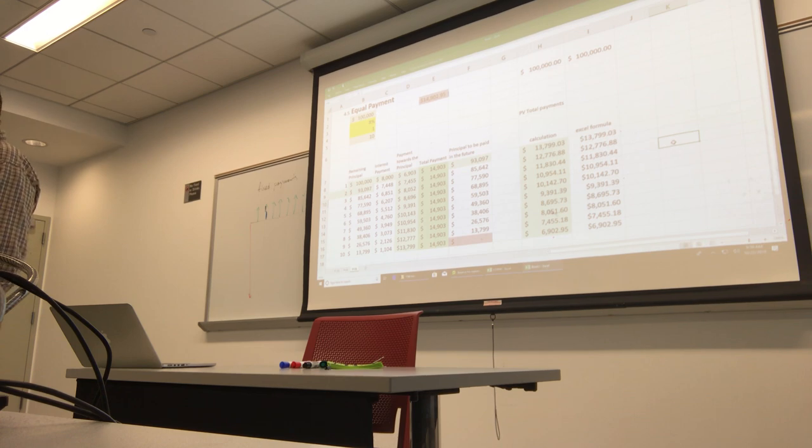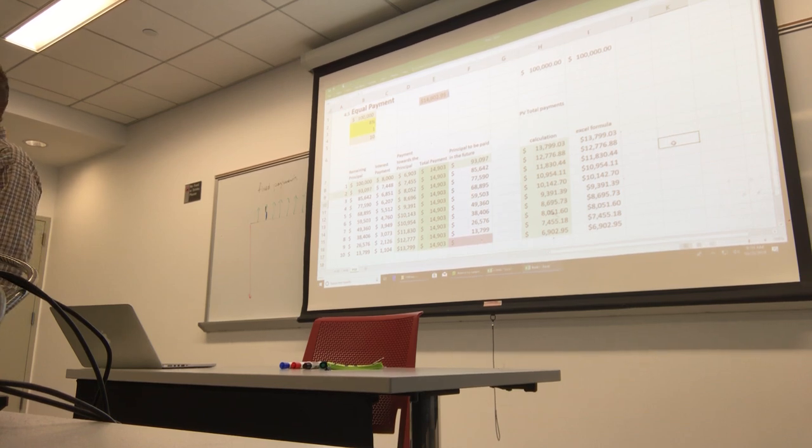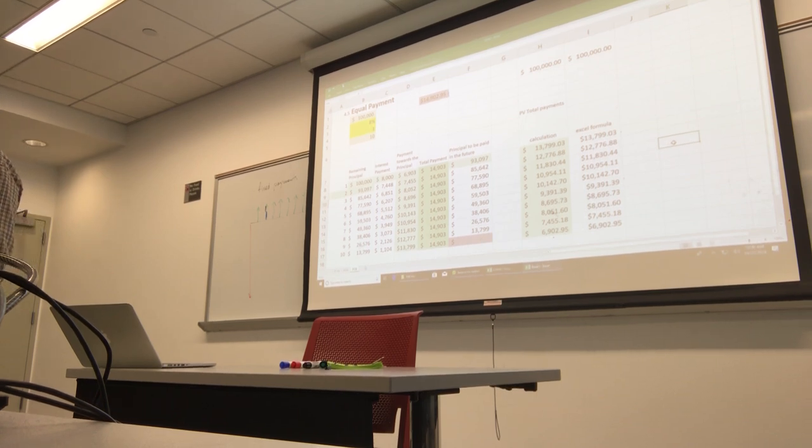The process is that every time I pay interest on the amount of money that I owe at that particular period. This is going for the interest payment. And then I pay something that goes against the amount of money that I owe. That amount, together with the interest payment, is my total payment.